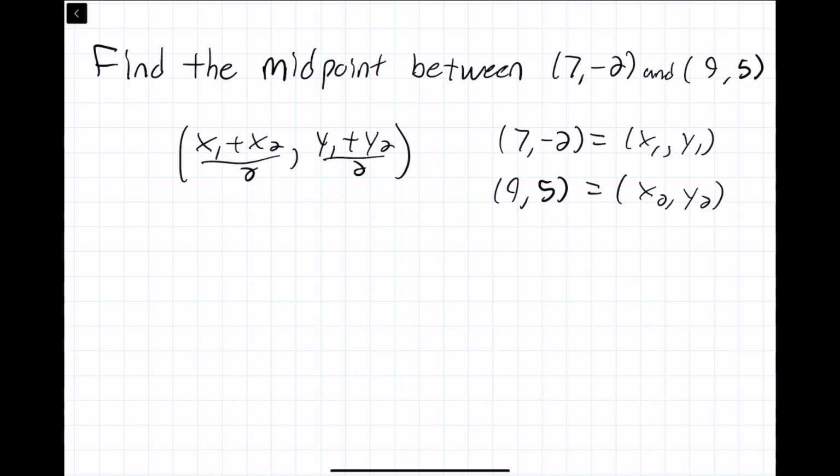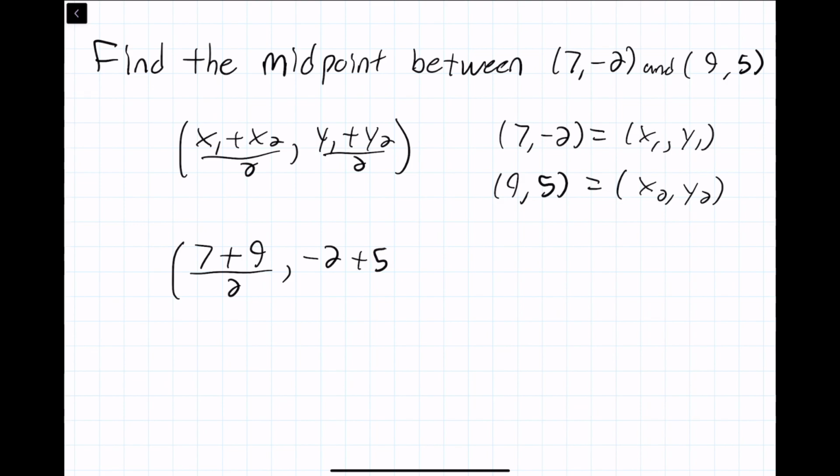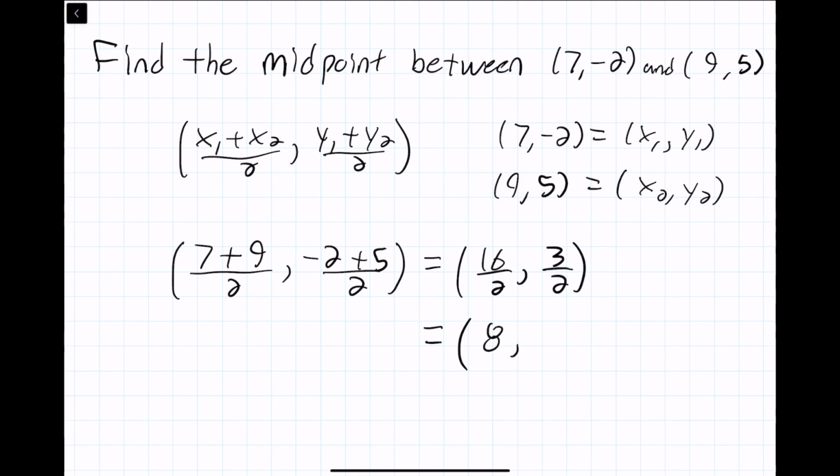is x2, y2. So plugging it into our formula, we have x1 is 7 plus x2 is 9 over 2, comma, and then y1 is -2 plus y2 is 5 over 2, and that gives us 16 over 2, comma, 3 over 2. And you can reduce this first coordinate to 8, and leave the other one at 3 over 2. And there you have it, that's the midpoint.